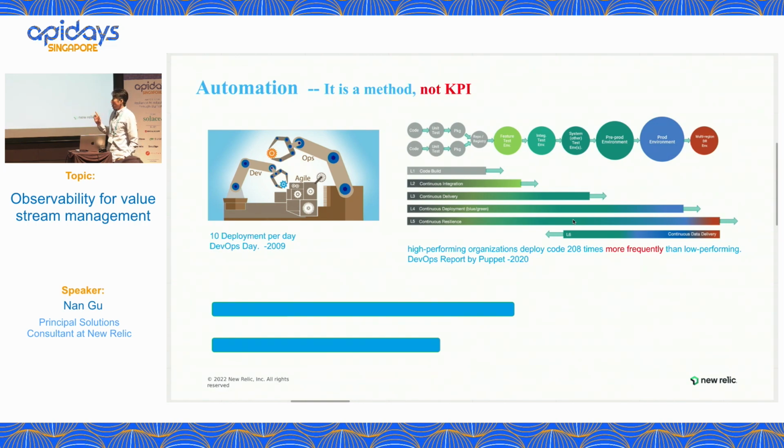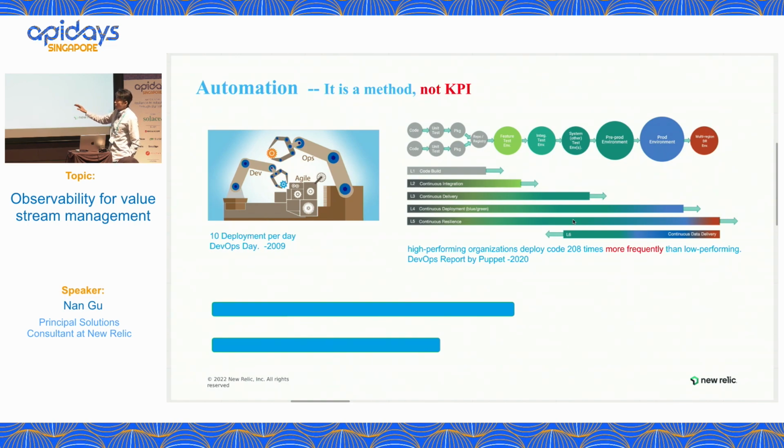But here again, this is a methodology. It is not a KPI. So we can't come back to say, hey boss, our team's doing 100% automation. You will not get promoted, right? You need to talk to your boss in a different way, right?